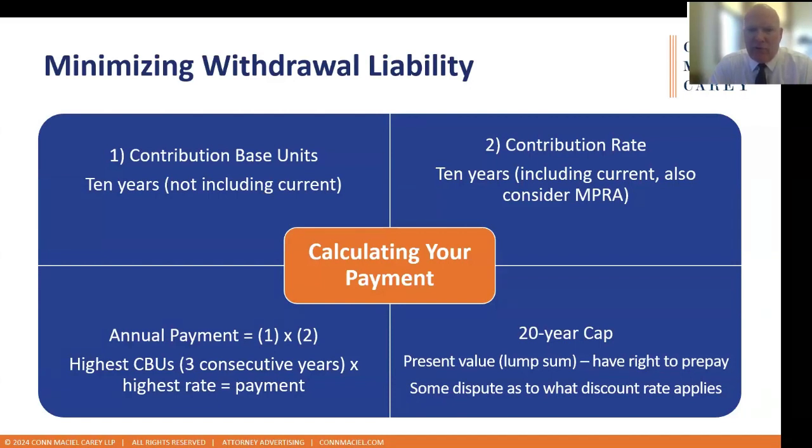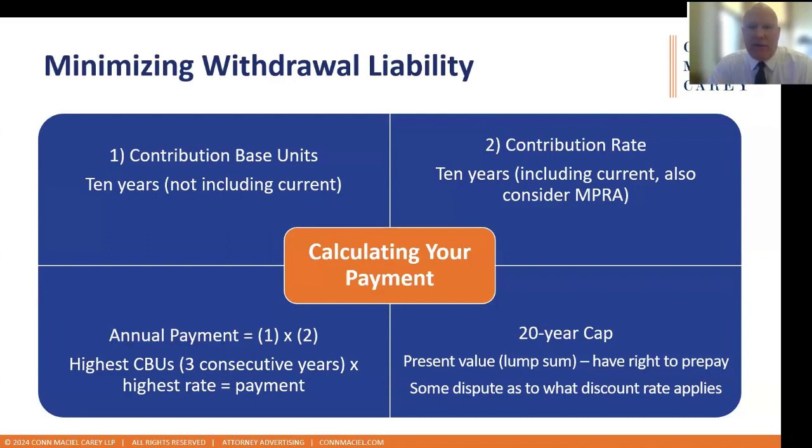And so you get those two factors, and your annual payment is the contribution base units, number one, times the contribution rate, number two. Your highest years out of the last 10 years. It has to be 3 consecutive years out of those 10 years, and they have to be consecutive. Pay attention to that. You look at your highest contribution base units, add up those 3 years, then divide it by 3. That's your highest contribution base unit years, and you multiply that by your highest contribution rate. That's your annual payment. The last square, there's the 20-year cap. The fund can only make you pay that annual installment payment for no more than 20 years.